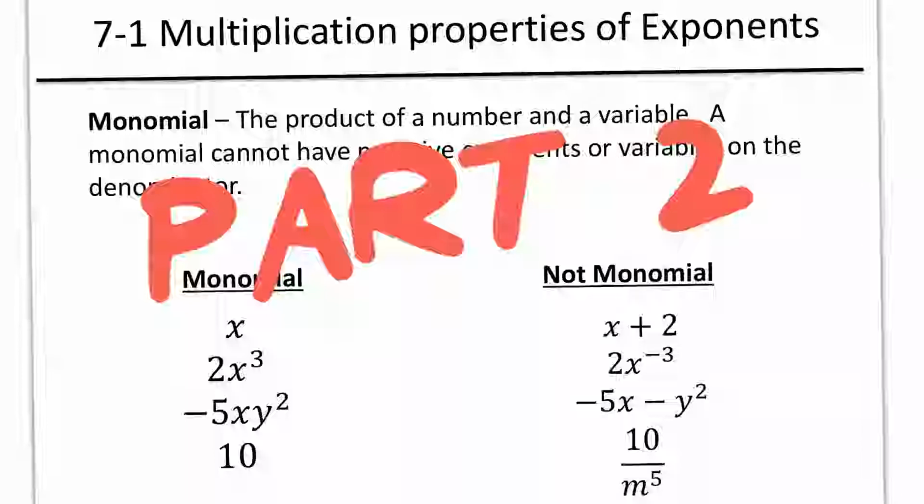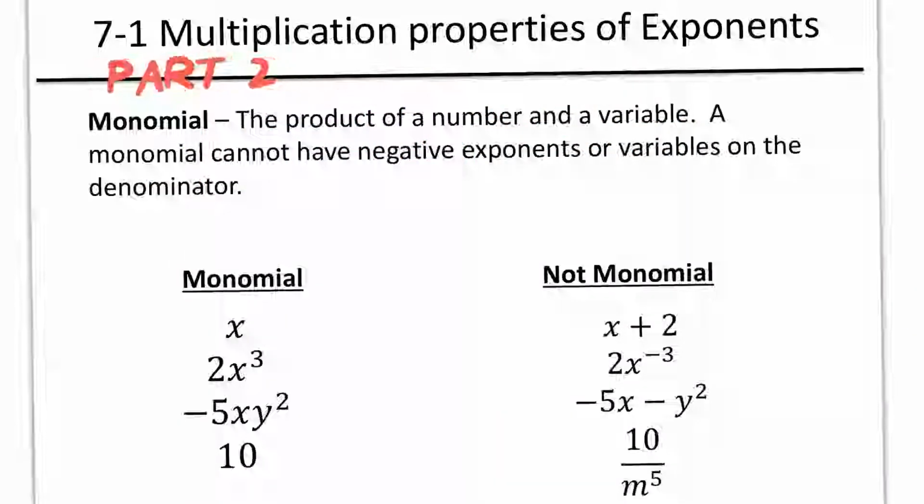So first, let's go ahead and review what a monomial is. So let me put this on the side or right here under the section. A monomial is the product of a number and a variable. So you guys will have something multiplying. That's a monomial. You guys can have a variable and it can have exponents. Now, a monomial cannot have negative exponents or variables in the denominator of a fraction.